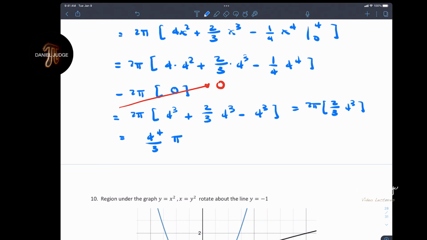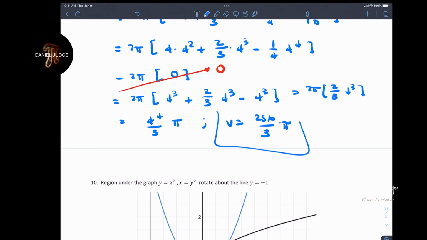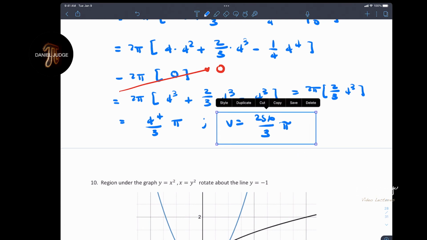Let me double check. And that's 256 thirds pi. All right. And there we go.